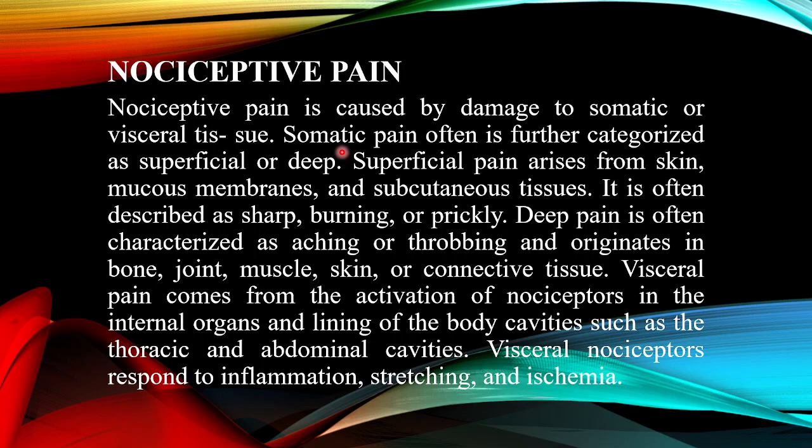Nociceptive pain is also categorized into somatic pain and visceral pain. So nociceptive pain is caused by damage to somatic or visceral tissue. Somatic pain, what is somatic pain? Somatic pain is the type of pain you feel in your skin, muscles, joints and bones. It can feel like aching or cramping. Some people describe somatic pain as sharp pain.